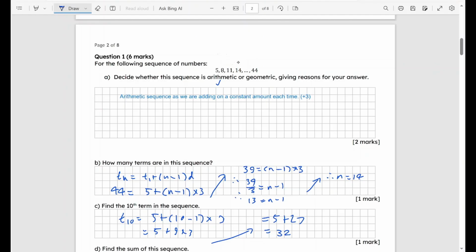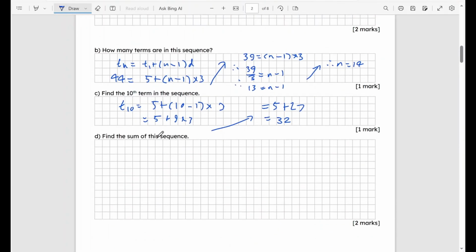So that would be T4 is 14. T5 would be 17. T6 would be 20. T7 would be 23. T8 would be 26. T9 would be 29, and T10 would be 32. So it does check out.